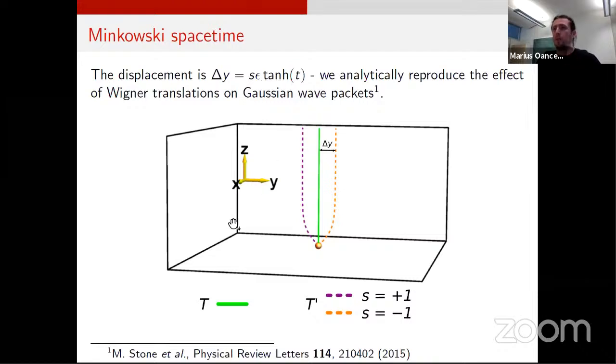So basically, these equations are reproducing exactly this Wigner translation for Gaussian wave packets that I mentioned in the introduction. So the boosted observer will basically see the trajectory slightly displaced as compared to the standard reference observer over here. Okay, so this is what happens in Minkowski.